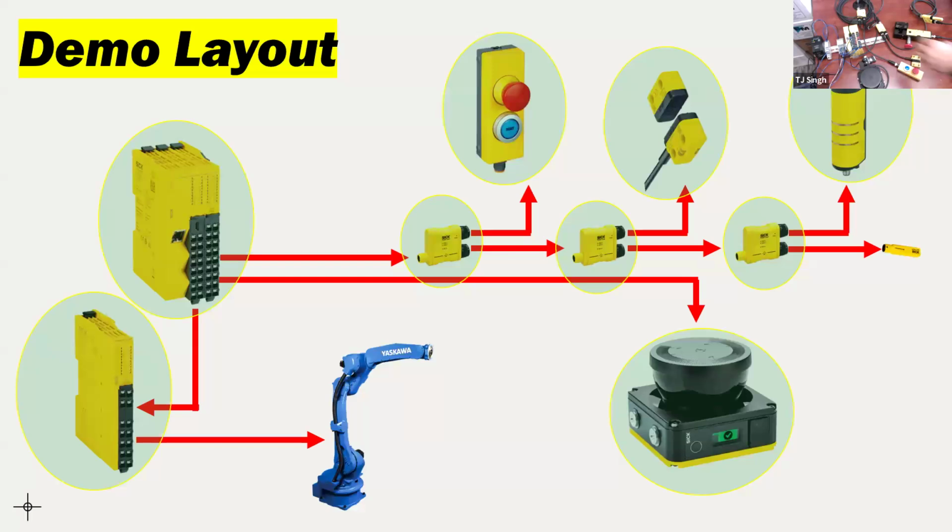So what I have is a safety controller here. This is the safety controller that's connected to a node. A node is connected to this e-stop and a reset button. The node is further connected in series to a non-contact safety switch, and then that's further connected to another node which is connected to a safety interlock, all of these products we just discussed.